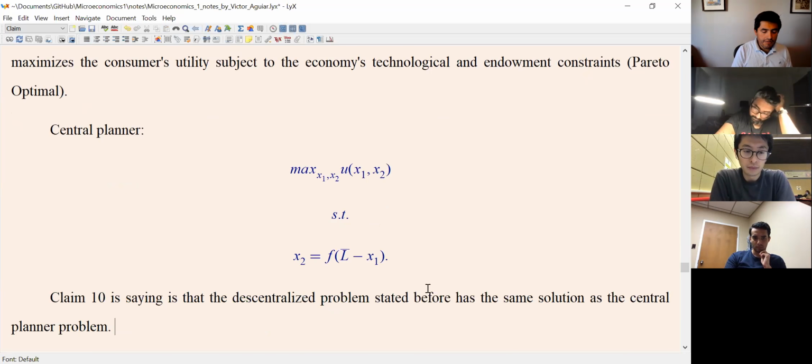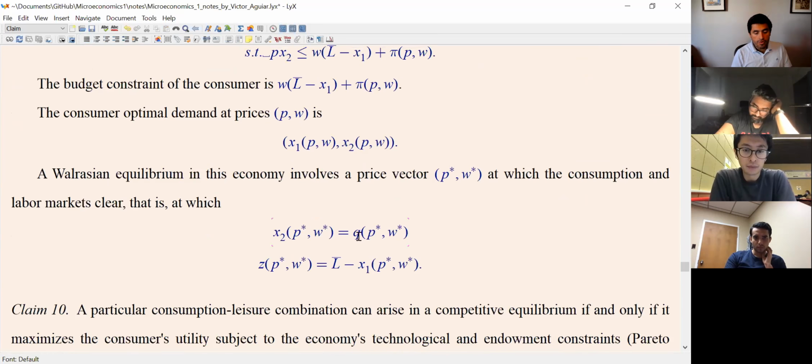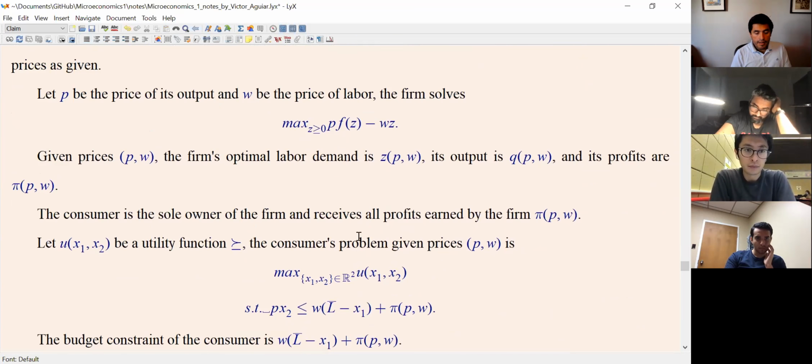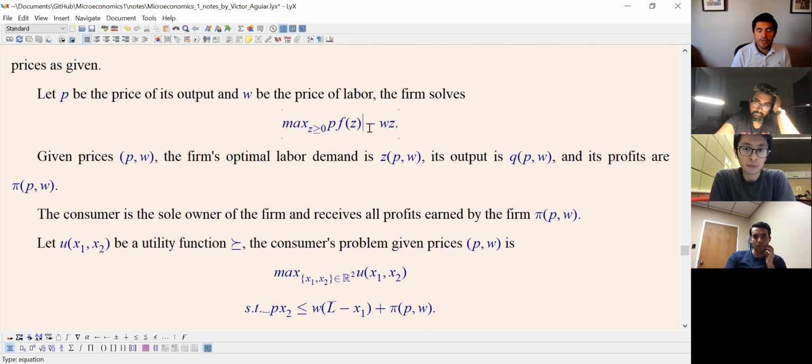And what is different here? Well, if you go back to this problem, now the only information that the firm has is the price of output and the wage, okay? And they know their own technology, but they don't need to know the preferences of the consumer, okay? So it's all about information. They only receive a number, price of output and labor price, okay? They don't know the preferences of the consumer. And they maximize their own profits, okay? They only know their technology.